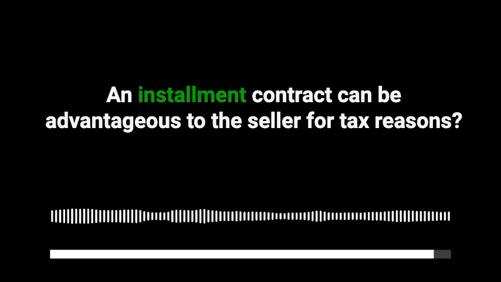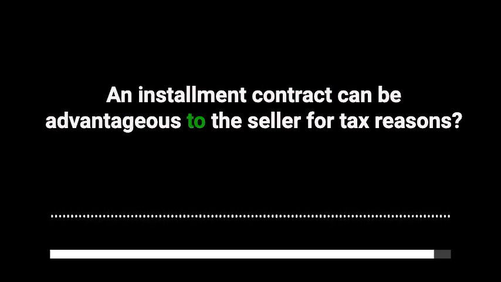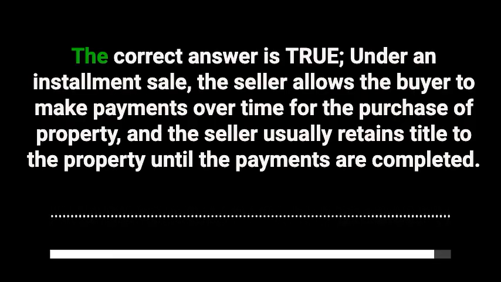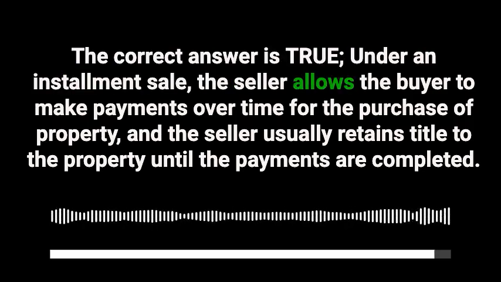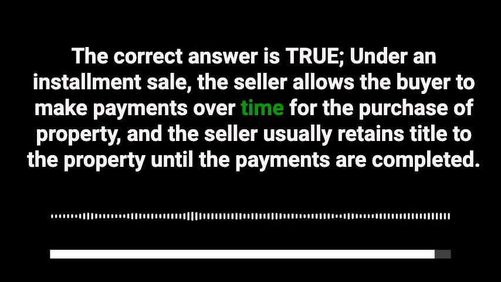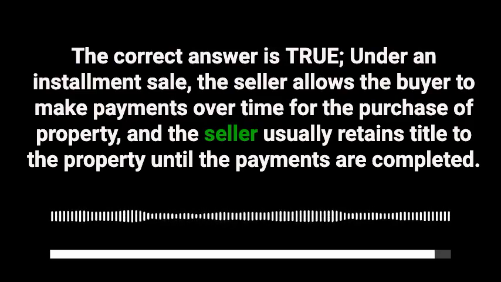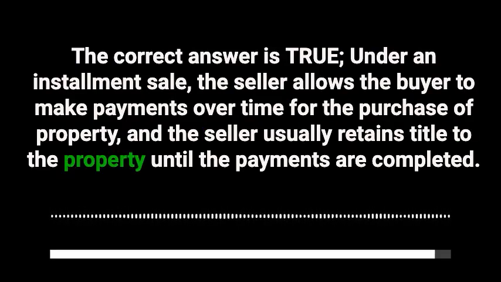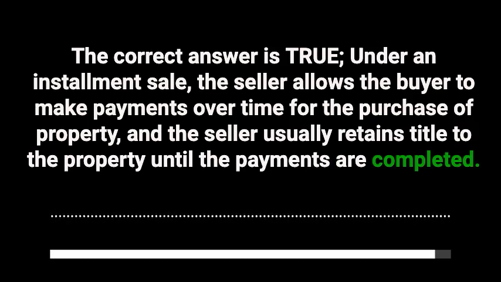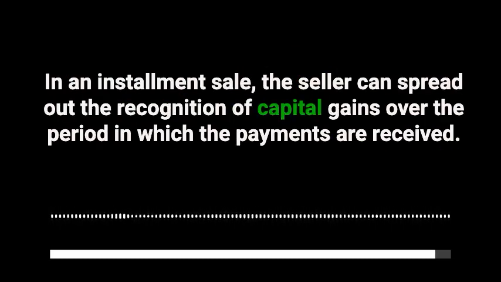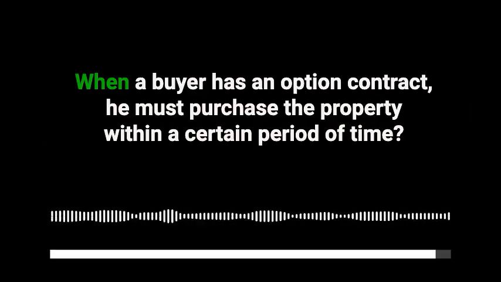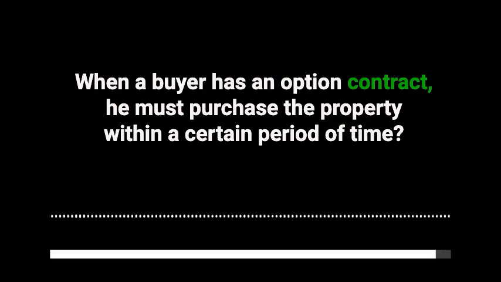1. An installment contract can be advantageous to the seller for tax reasons. The correct answer is true. Under an installment sale, the seller allows the buyer to make payments over time for the purchase of property, and the seller usually retains title to the property until the payments are completed. In an installment sale, the seller can spread out the recognition of capital gains over the period in which the payments are received.